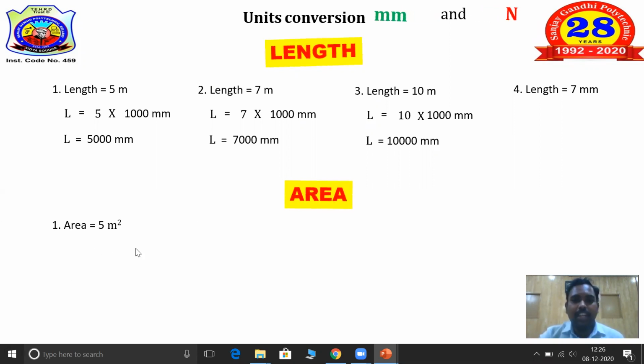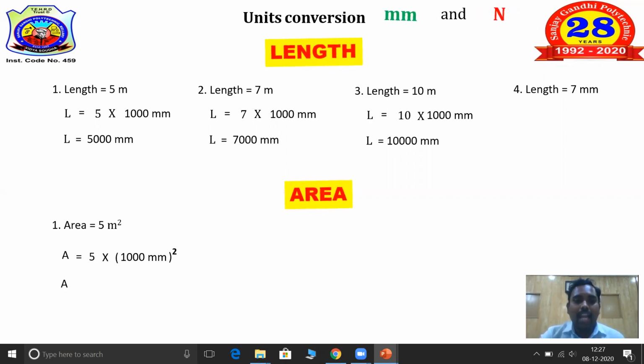In place of area, I will write A, then put the equal symbol as it is, then I will write 5 as it is, then a multiplication symbol, because there is nothing in between 5 and meter square. In place of meter, I'll put 1000 mm, because 1 meter is nothing but 1000 mm. Since meter has a square, I need to put a square for 1000 mm. That is why I'll put the whole bracket and square.